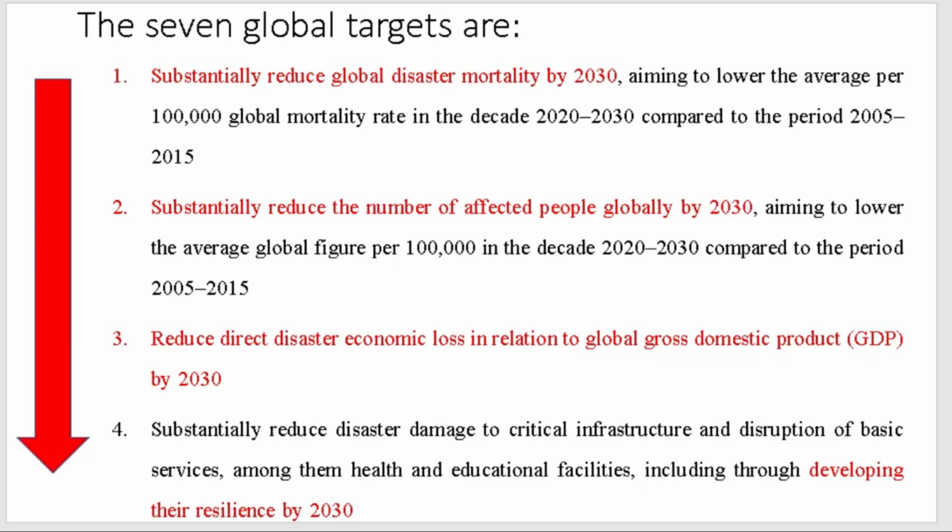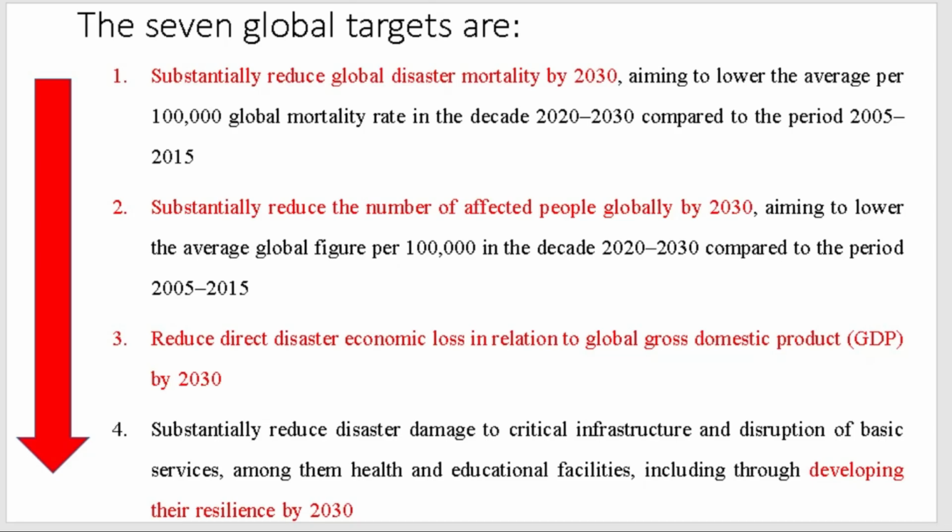So I have divided these into 2 categories. One is about the reduction and one is to increase. The first one is all about the reduction: substantial reduction of the global disaster mortality rate by 2030. It is aiming to lower the average per 100,000 global mortality rate in the decade 2020 to 2030 compared to the period of 2005 to 2015.